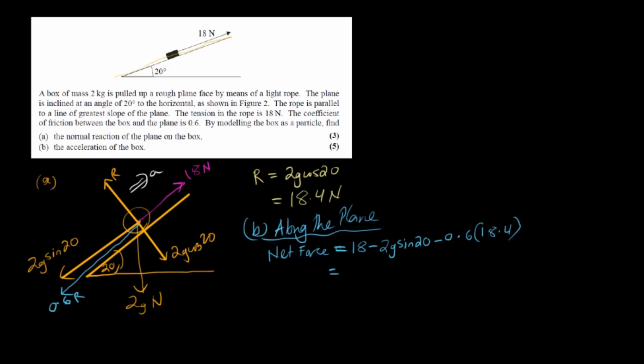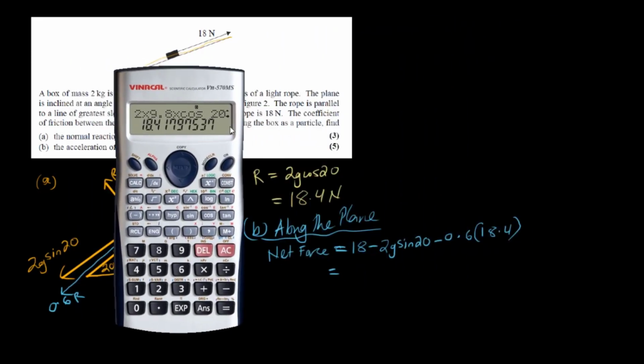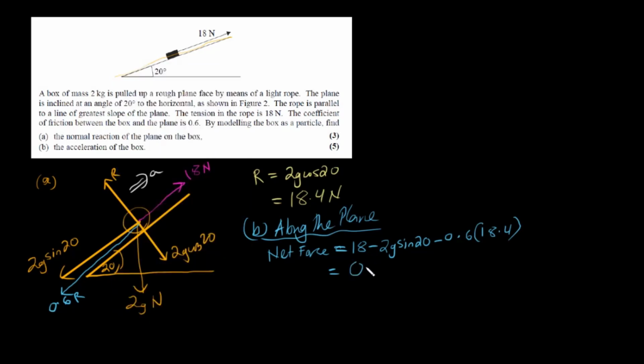So let's calculate the net resultant force that is acting on it. The net resultant force is 18 minus 2 into 9.8 into sin 20, minus 0.6 multiplied by 18.4. So the net force is 0.256. 0.256 Newton is the net force.